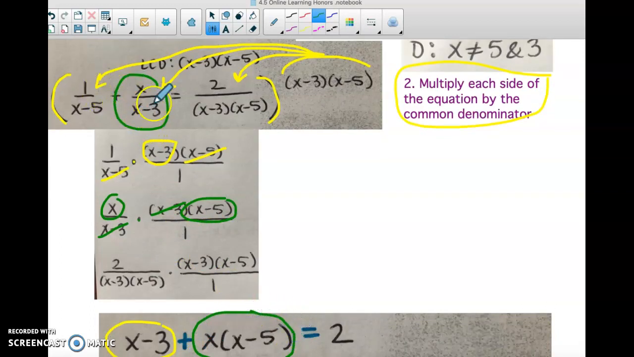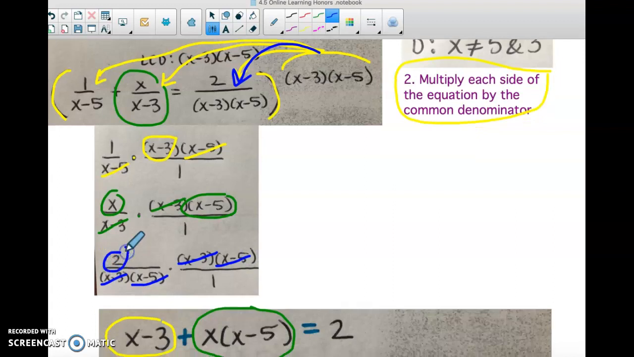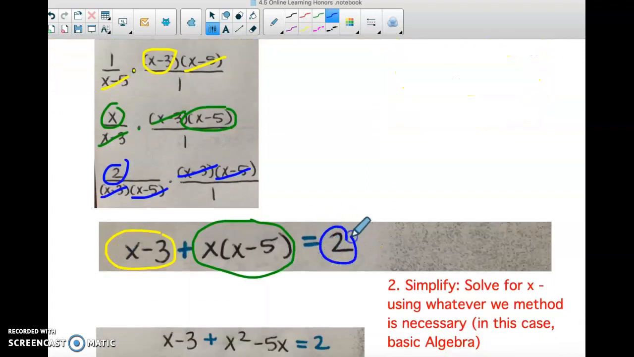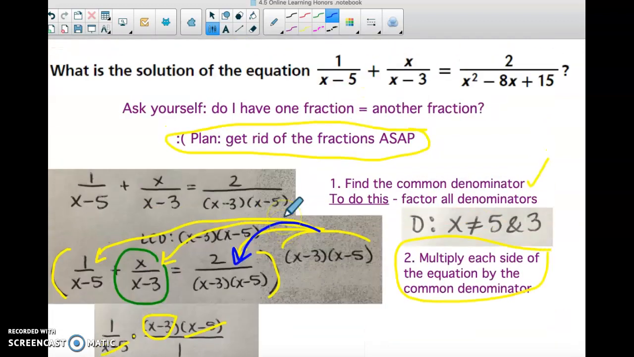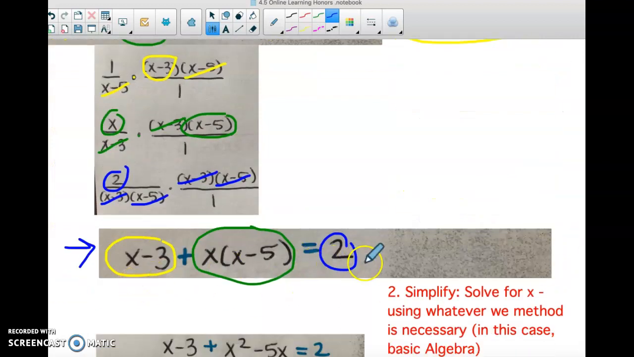So plus something over here equals my last, distributing here, right? This whole fraction times my common denominator. Check this out. What happens here? The x minus 3's cancel because I'm multiplying, and my x minus 5's cancel because I'm multiplying. What am I left with? This equals 2. Okay? And this is the equation now I have to solve for x. Doing this process, multiplying each side of the equation by the common denominator, got rid of my fractions. And now this is just a simple equation that we need to solve for x.